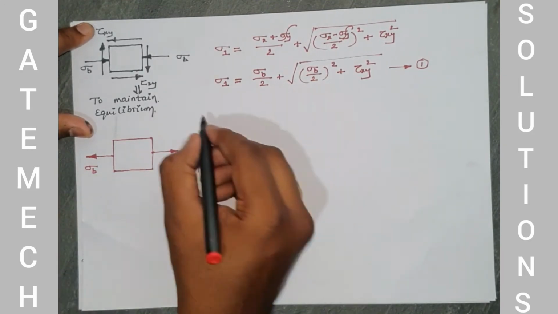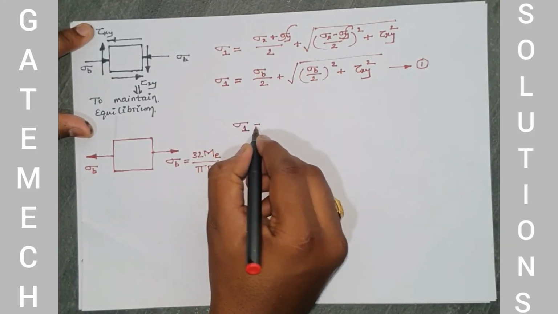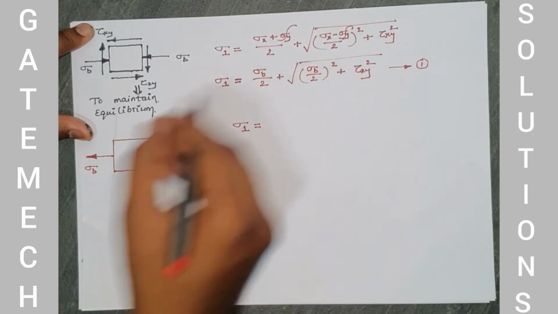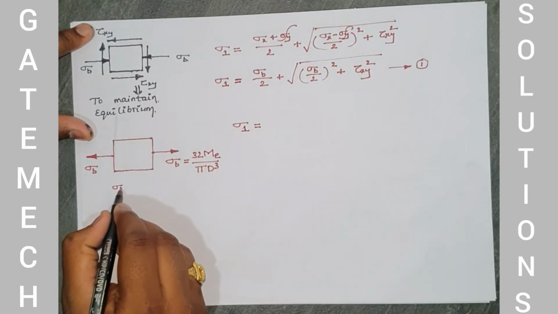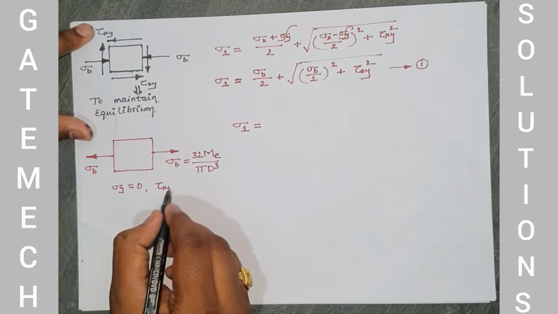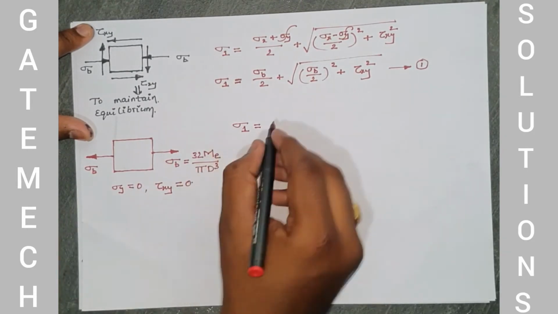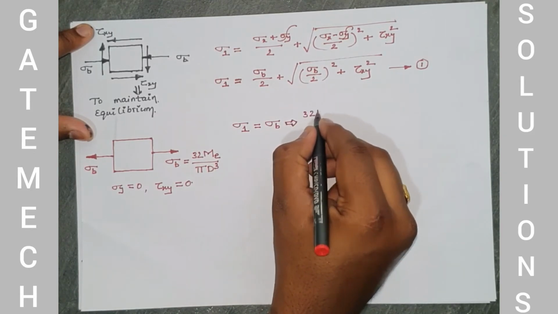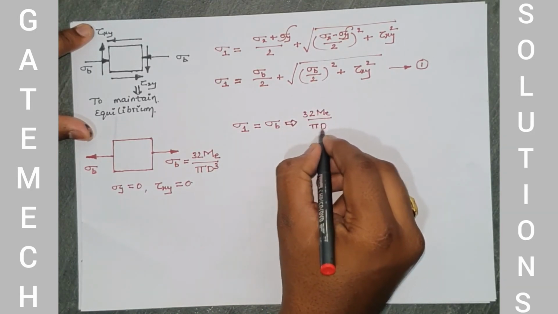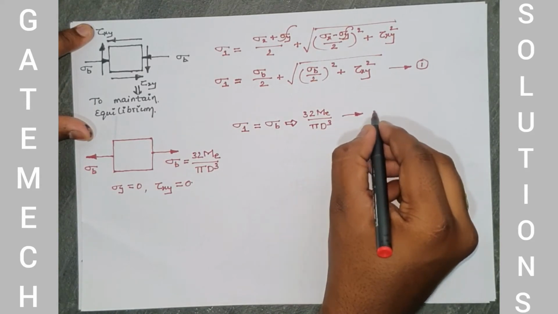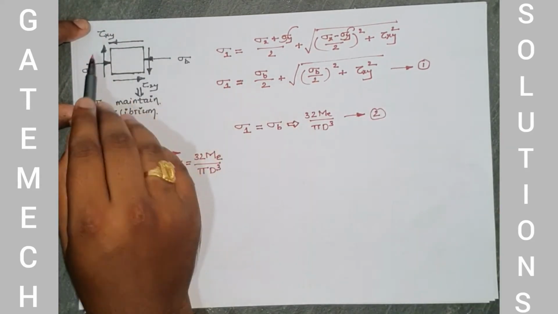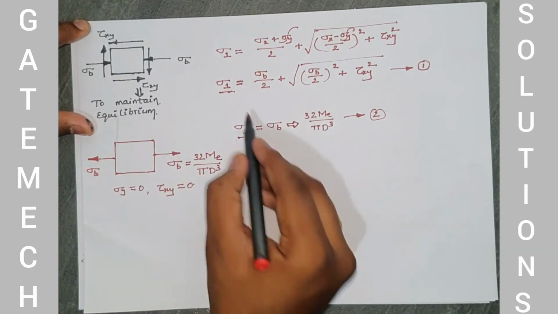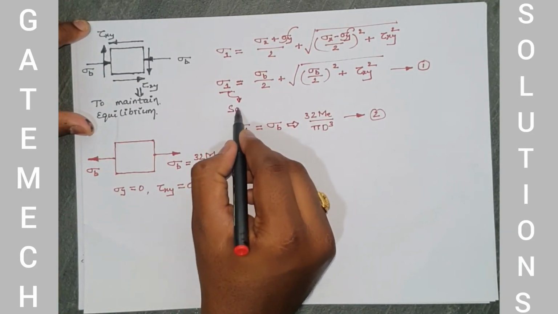According to the state of stress, if you want to calculate the maximum stress inside the material, the formula we already know, but there is no sigma y value, there is no tau xy value. Then you will get sigma 1 as exactly sigma b, that means 32 Me divided by pi d cube. Equation number 2. As I discussed, whatever maximum stress was induced for case 1, for case 2 also, whatever maximum stress was induced, both should be the same.